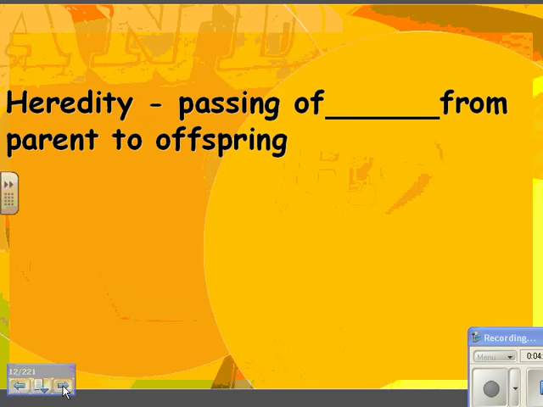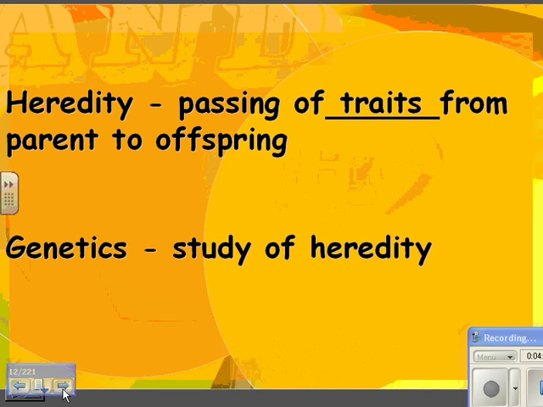Heredity. Heredity is the passing of traits from a parent to an offspring. So will my kids get my blue eyes or my husband's brown eyes? And genetics is the study of heredity. So we use those words pretty interchangeably.